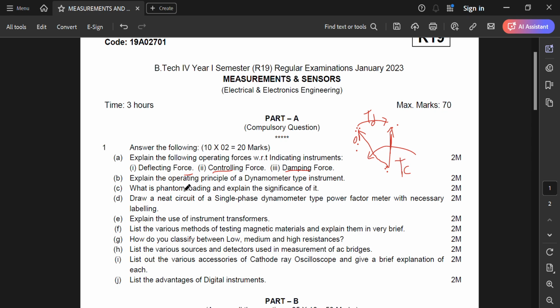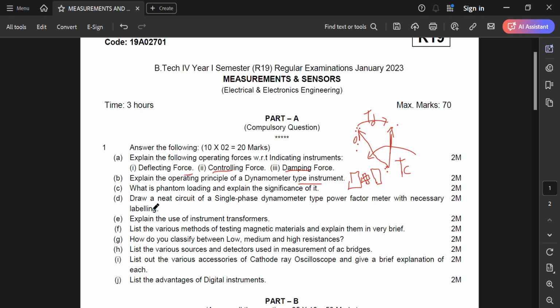Explain the operating principle of dynamometer type instrument. The principle of operation of dynamometer type instrument is Faraday's laws of electromagnetic induction. For the electrodynamometer type instrument we have to draw one simple diagram to get 2 out of 2 marks. It has a fixed coil divided into 2 parts and one moving coil. This is the dynamometer type instrument.